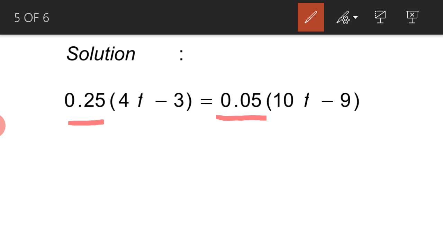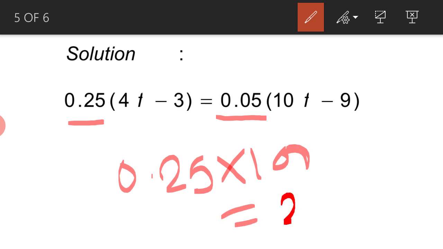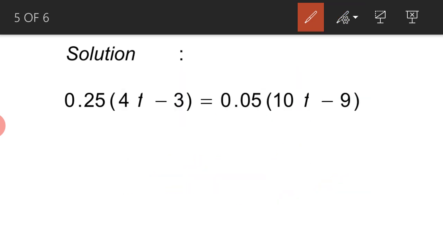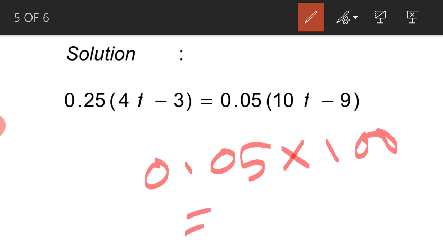Now, is it possible for us to get rid of that decimal part? Both the numbers which I have underlined are having two decimal places. That means if you multiply the equation by 100, what will happen? 0.25 into 100, what will be the answer? Will you get 25? Yes, it will be 25. Similarly, if I multiply 0.05 by 100, what will be the answer? It will be 5 only. Is it okay? Now you can change the equation and you can make it simpler.